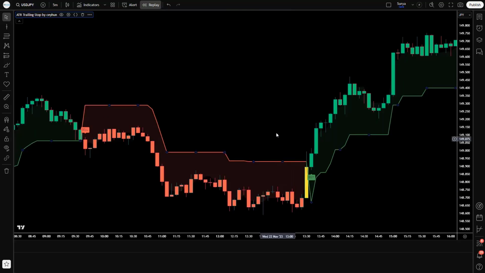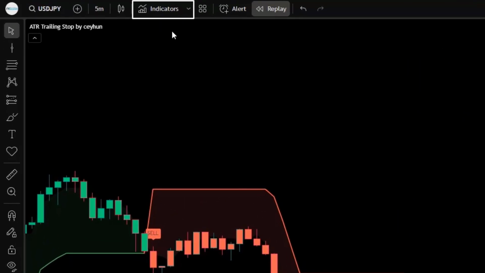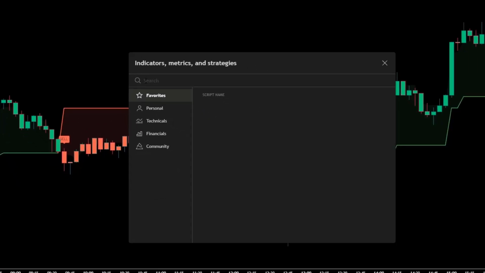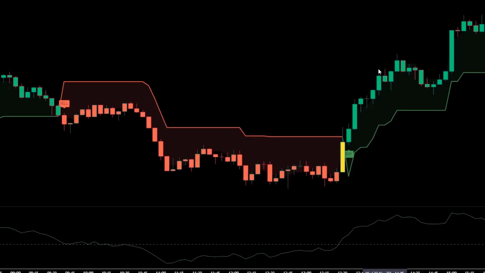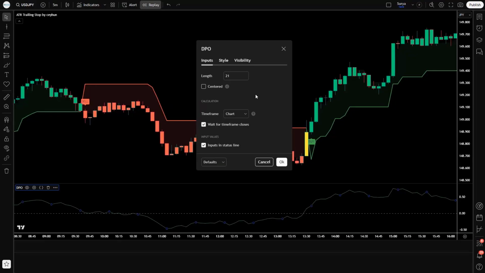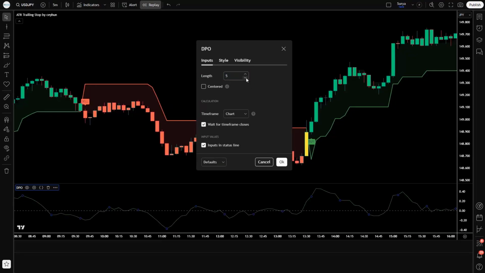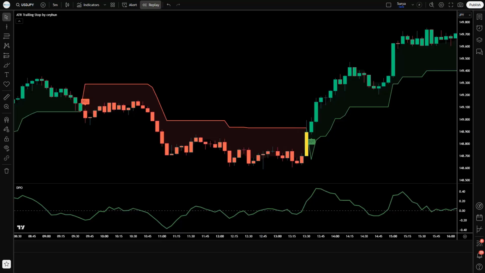Click OK. Now let's add another indicator to the chart so that this strategy is more profitable. Let's click on TradingView Indicators. Search here, the Detrended Price Oscillator. Add this indicator to the chart. Now click on the settings icon of the Detrended Price Oscillator indicator. Change the length from 21 to 5. Tap on Style. Make the green line thicker here. Now everything is fine. Click OK. Now our setup is ready.